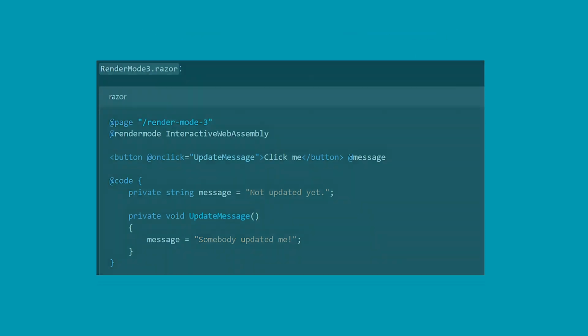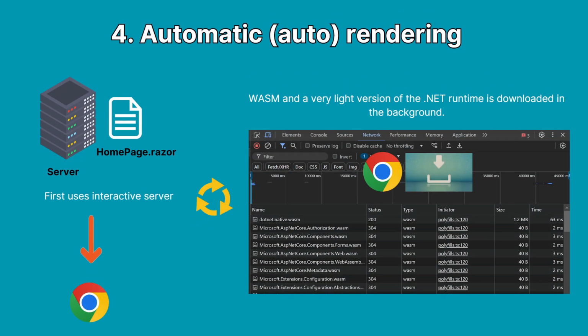Okay, so now let's go to the next one, which is the automatic interactive auto rendering. This is also a very interesting one. What happens is that this is a twin of interactive server and interactive WebAssembly. When you visit the component, the server first uses interactive server to render that particular component. Then behind the scenes, it downloads the .NET runtime and then the WebAssembly. So you get how it works.